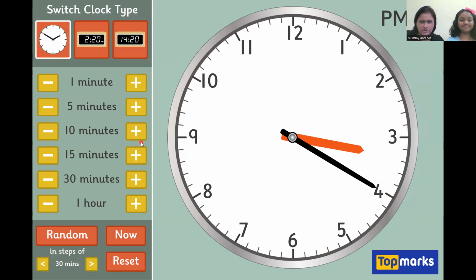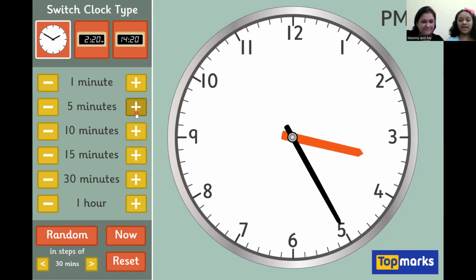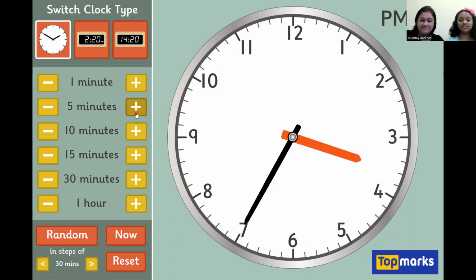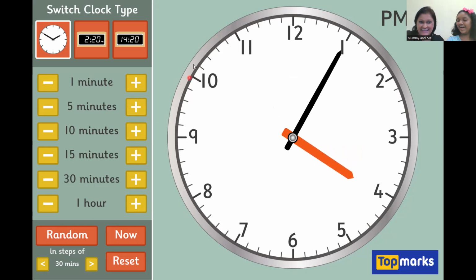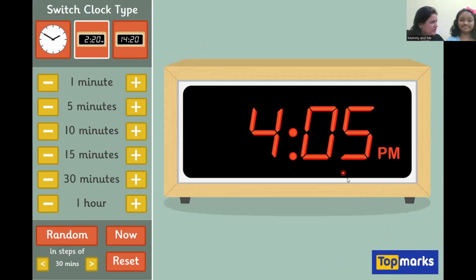So let's see what time she got home. Let's add 45 minutes to this. 5, 10, 15, 20, 25, 30, 35, 40, 45 minutes. So what time is this on the clock? On the clock, this time is 4:05 p.m., or 5 minutes past 4. And this is what it looks like on a digital clock. So this is 4:05 p.m., which is 5 minutes after 4.